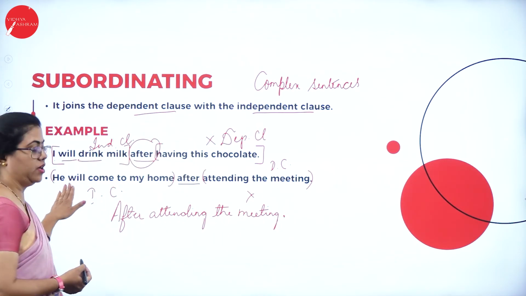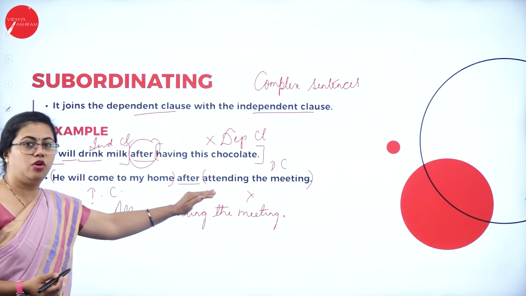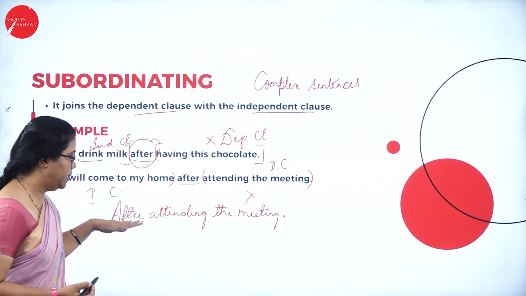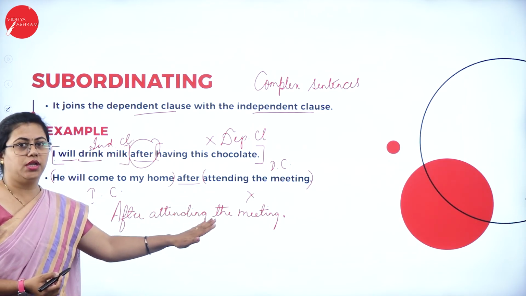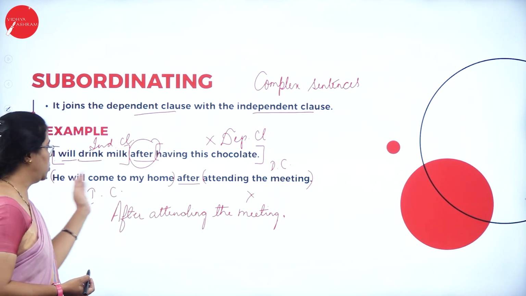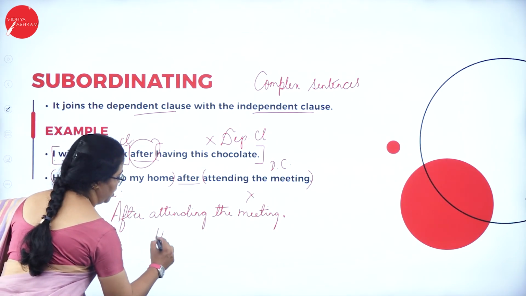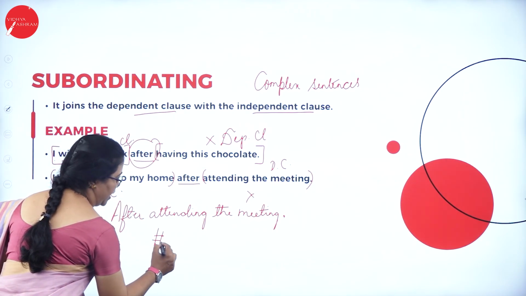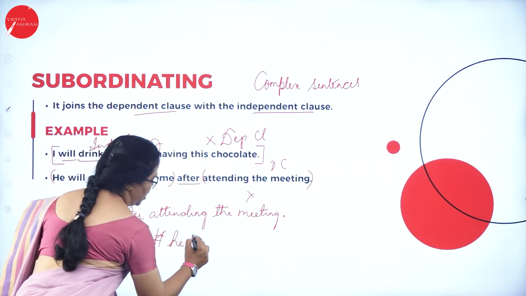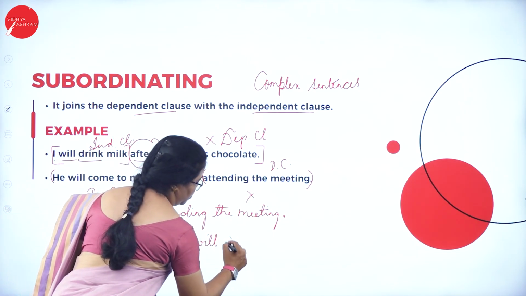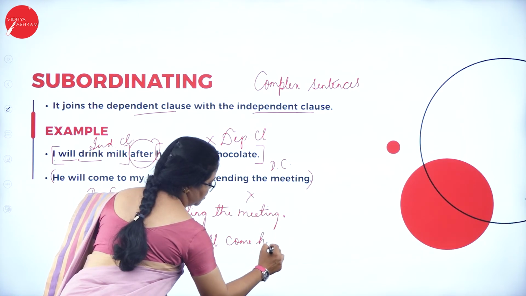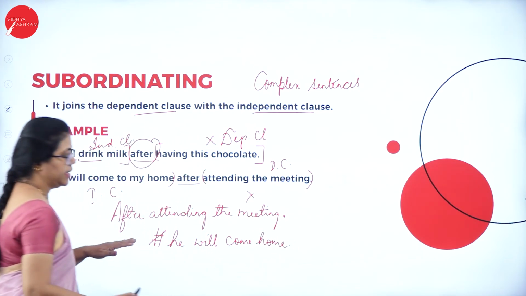Fine. You started with an independent clause, no need of any comma in between. You started with a dependent clause, then you ought to put a comma there. Fine. So after this, you can continue the sentence. After attending the meeting, comma, he will, you need not begin with a capital letter here. So you can begin with a small letter, he will come home. Full stop. Fine, the sentence ends here.